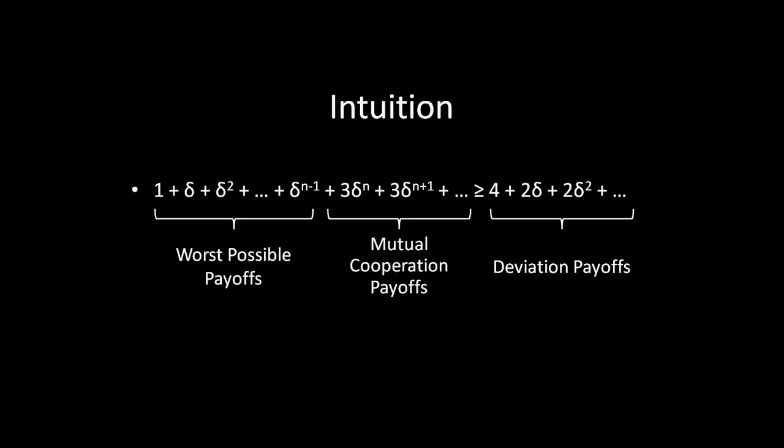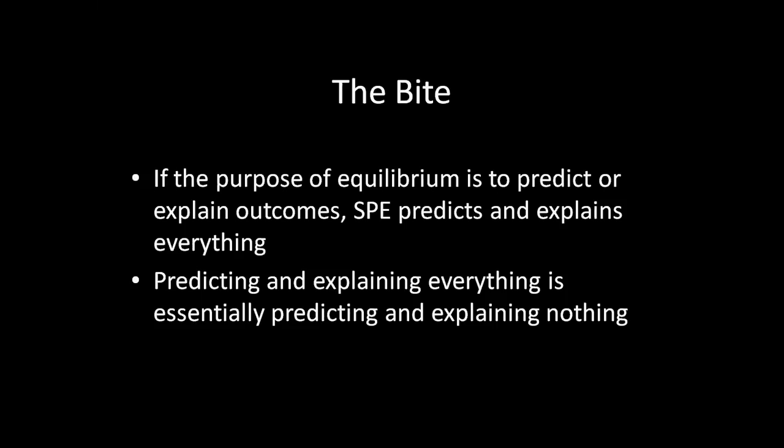But the algebra isn't what's important. What's important is the consequence of what I just said, the bite of what I just said. If you're a social scientist, then the purpose of equilibrium is to predict and explain outcomes. Yet the result tells us that subgame perfect equilibrium predicts and explains everything. Everything. Imagine that you're a social scientist, and you care about studying some sort of strategic interaction between a couple of actors that recurs through time. One way you might get at this is to collect data. Go out and see what the individuals have done in this strategic interaction.